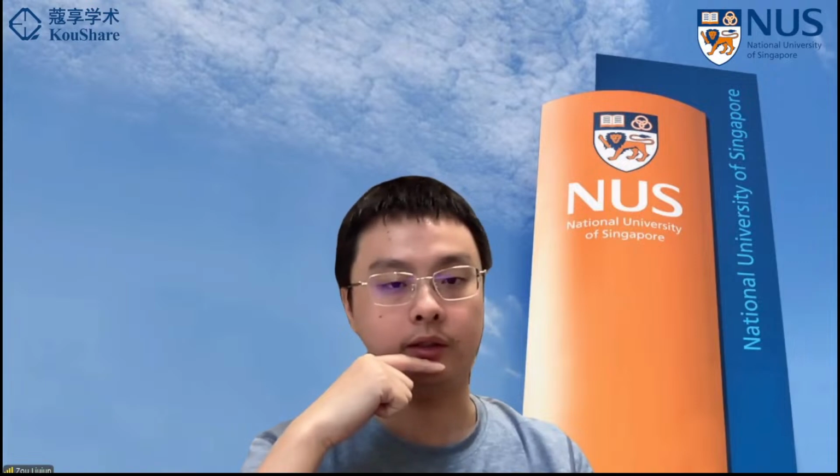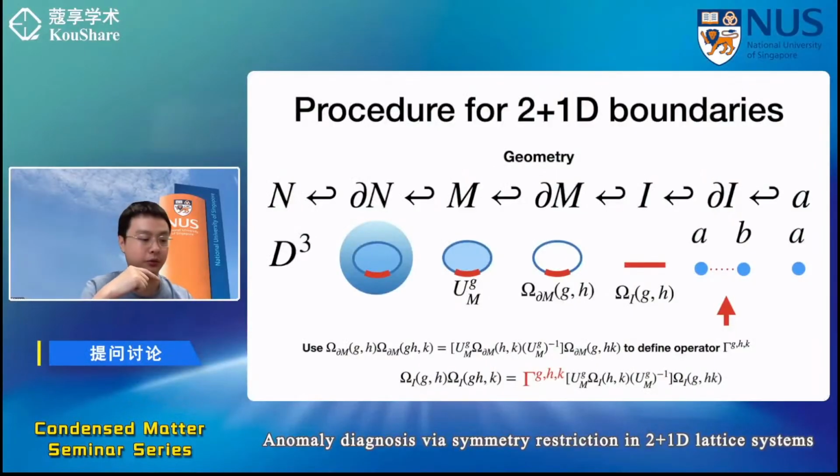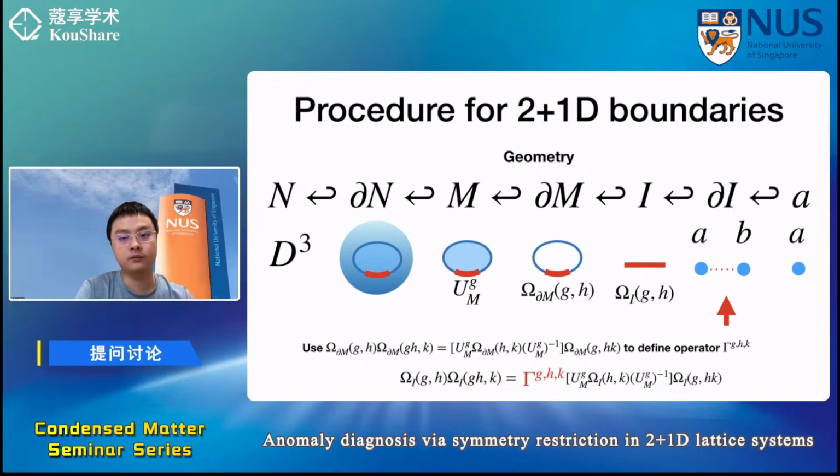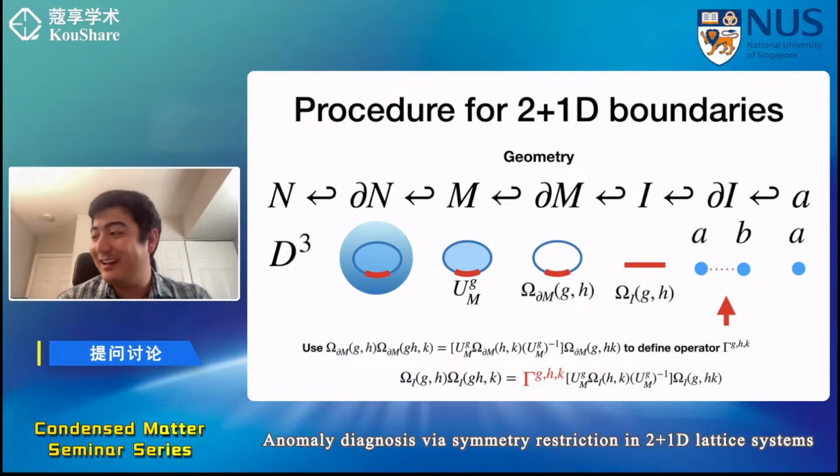Yeah. So in other words, the anomaly extracted here is purely a property of the symmetry action itself. It doesn't refer to any state or Hamiltonian. Yeah, that is correct. And in fact, maybe I'll use your question to say another thing.